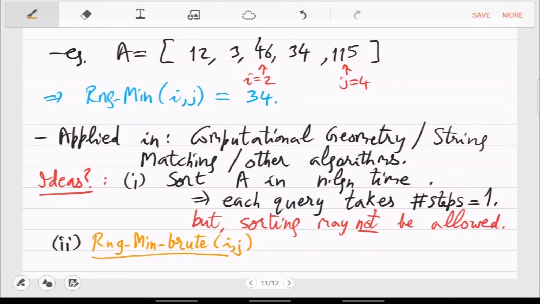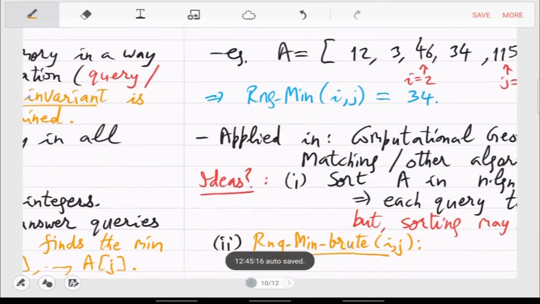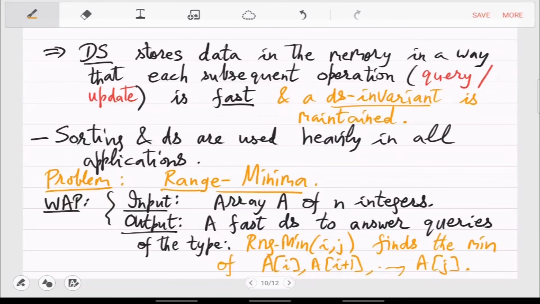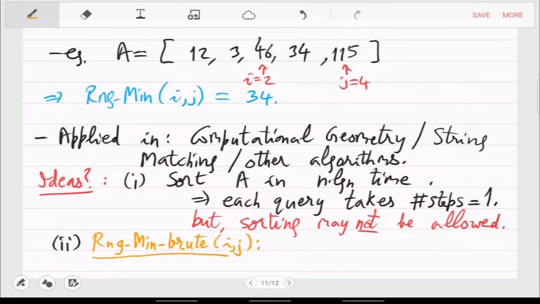So this range min brute solution or subroutine is you just find sequentially the min, because if the values are unordered, then the min of a_i to a_j can be anywhere. So unless you do a single scan, you won't have any idea what the min is. So this brute force thing will be sequential search.